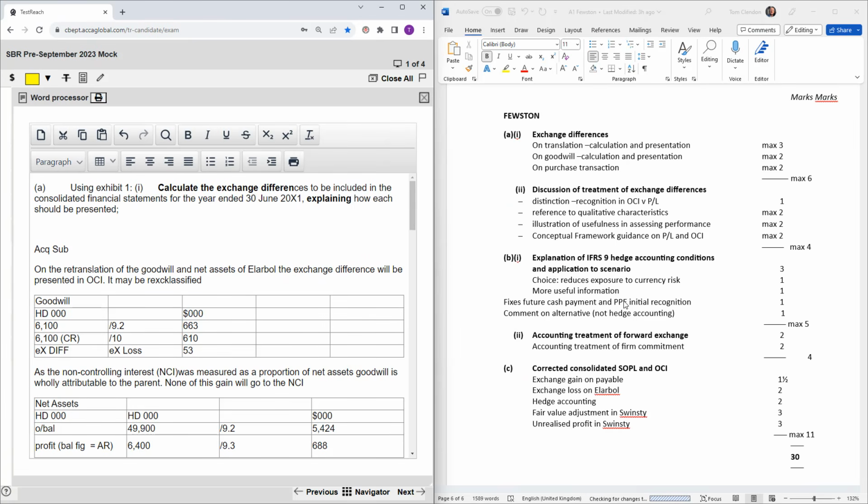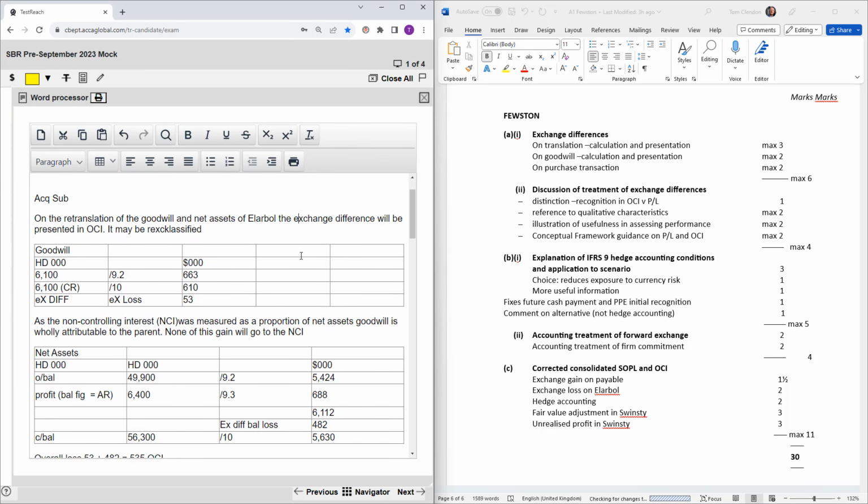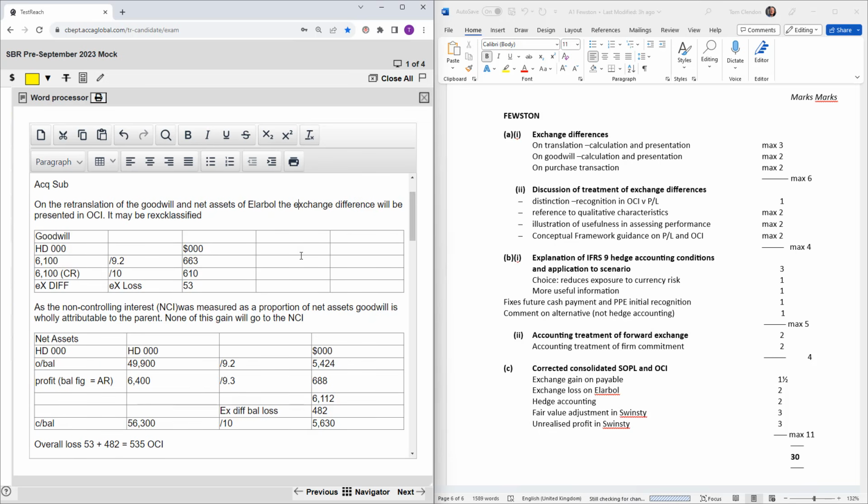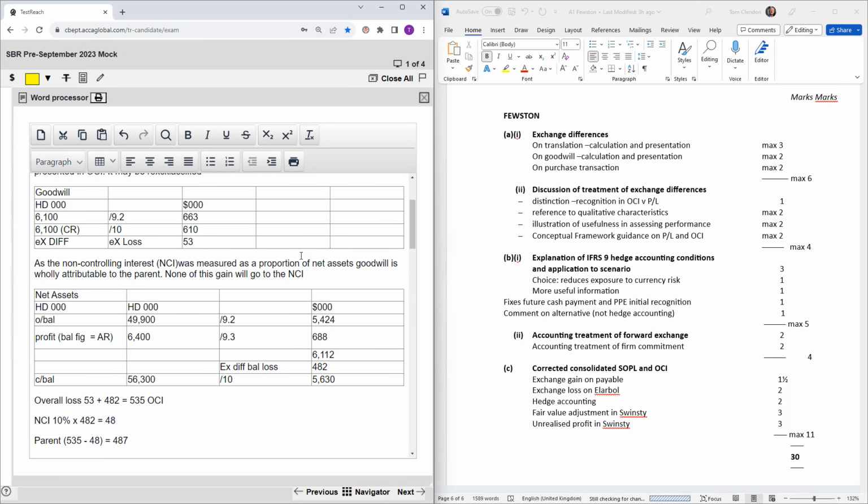So you can see on the right hand side there, I have introduced the marking guide. For A Part 1, there was a maximum of 6 marks available, although in theory there were 7 different opportunities to earn marks. I actually feel very cocky, or confident. I really think that I have calculated the exchange differences on the translation, on the goodwill. I've talked about their presentation. And so for A Part 1, I'm giving myself 6 out of 6.